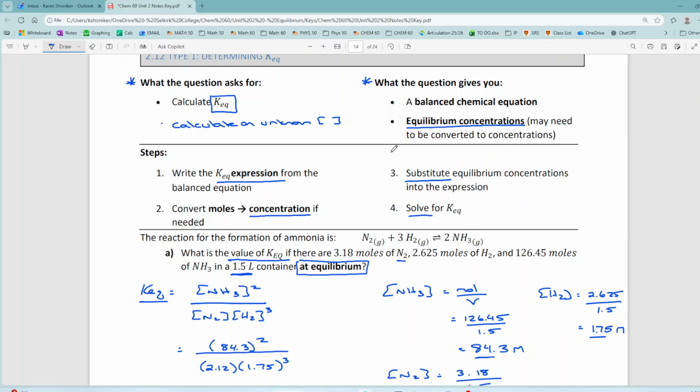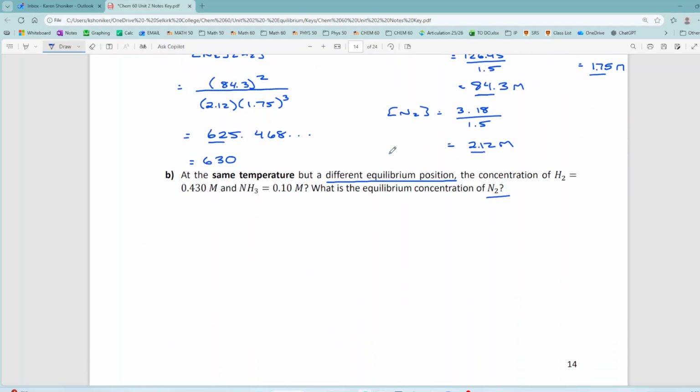That is kind of an extension, or a little bit of a wiggle with this. What's going to happen is that because it's at the same temperature, my Keq is going to be 625.468... So the rule is you should keep at least 4 decimal places. Even better, I'm going to store that value in my calculator to be used.